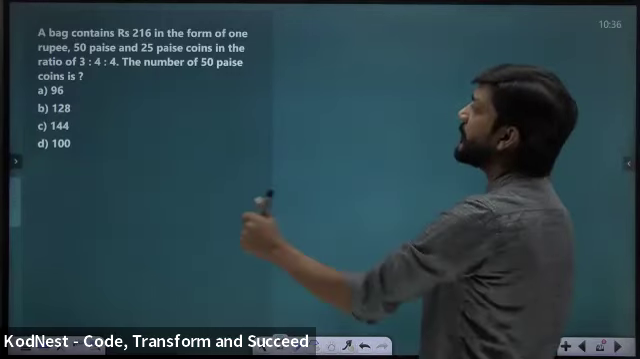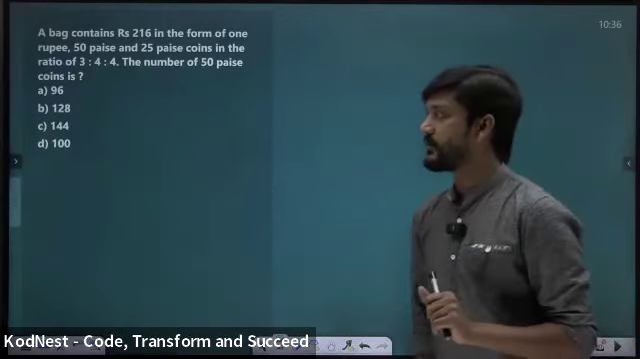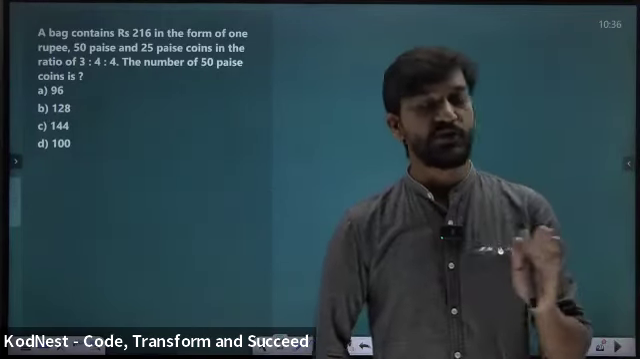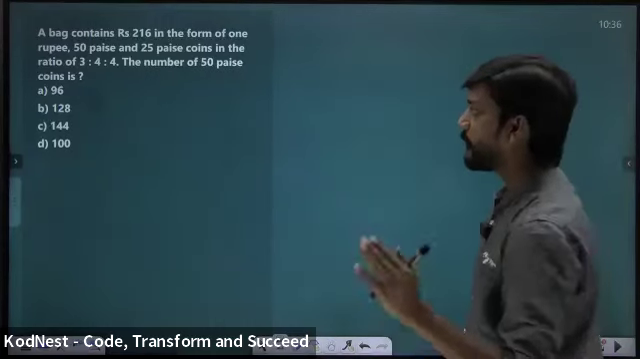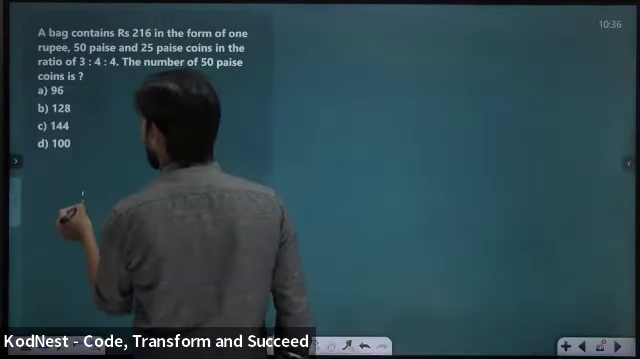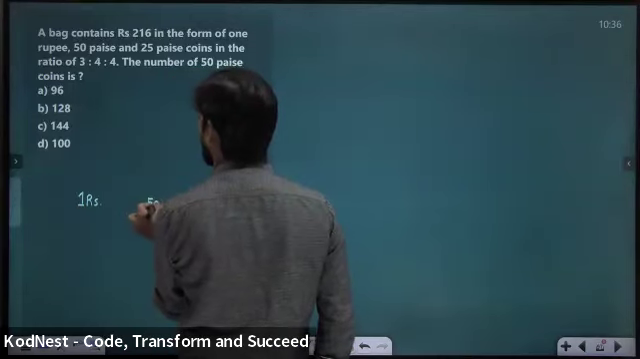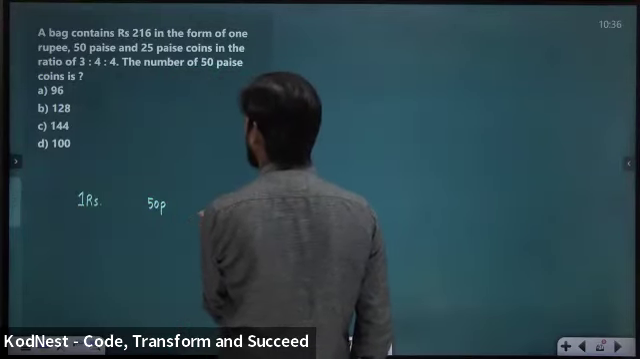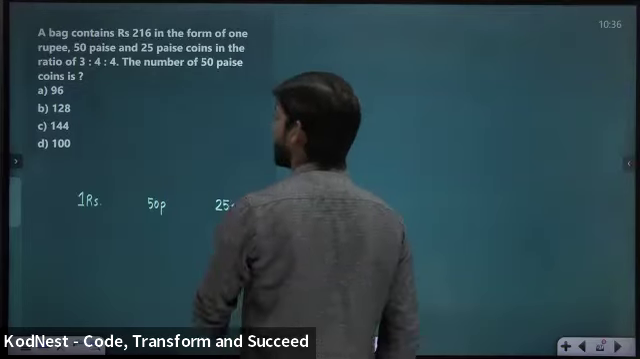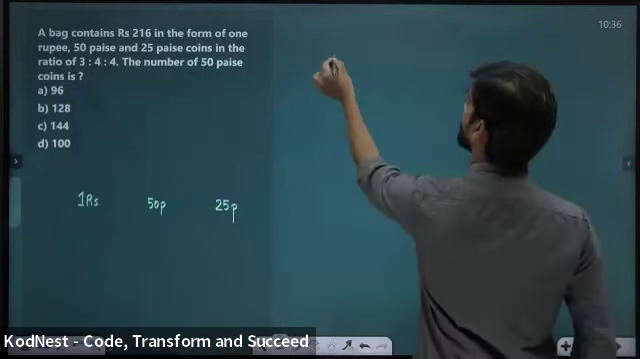All right. A bag contains different kinds of coins. The ratio of the coins is given, that is 3:4:4. So 1 rupee, how many coins? I don't know. 50 paise, how many coins? I don't know. 25 paise, how many coins? I don't know. What I know is the ratio.